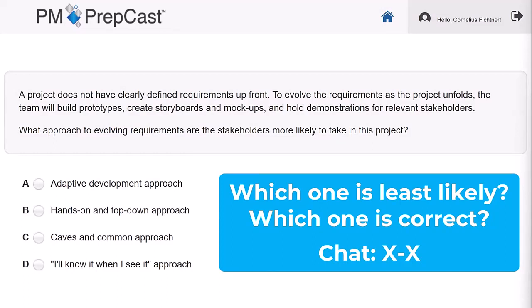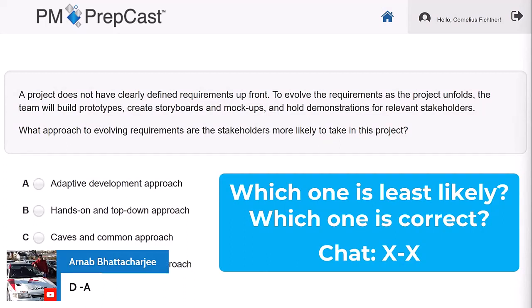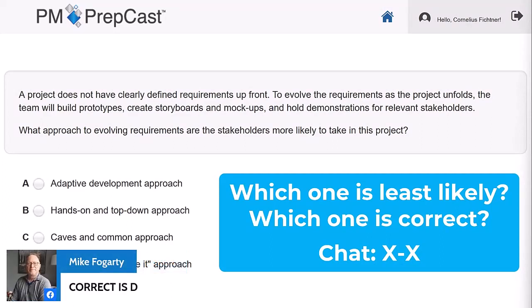All right, I am starting to get the first answers here. So Arnab says least likely D, correct is A. Mike has CB, BA, DA, BA, BA, and correct is D. Okay, is what Mike says. Okay, so Mike changed his opinion. He went from C to D.